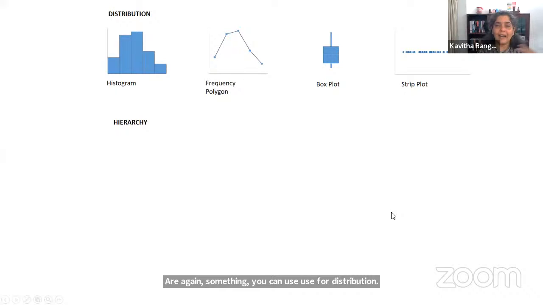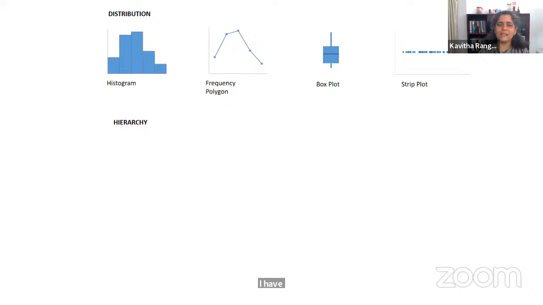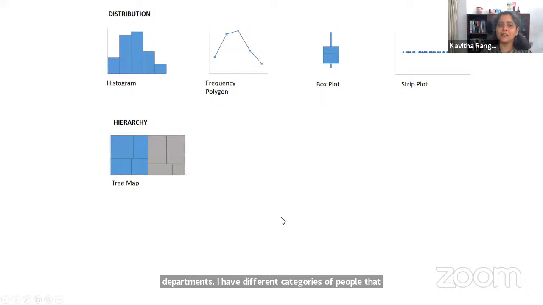If you have a hierarchical kind of relationship you want to capture, let's say I have different departments, and within different departments I have different categories of people, and I want to capture that entire hierarchy, I can use something called a tree map. This is a specialized construct just to visually capture hierarchies and the proportion of the different categories in a hierarchy.